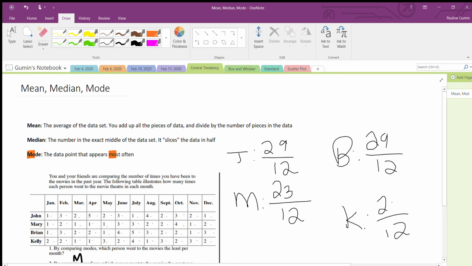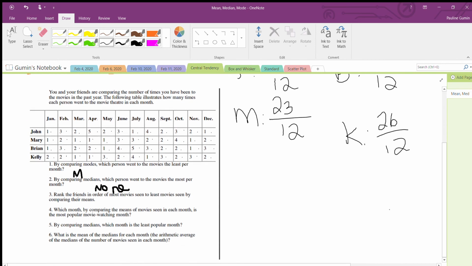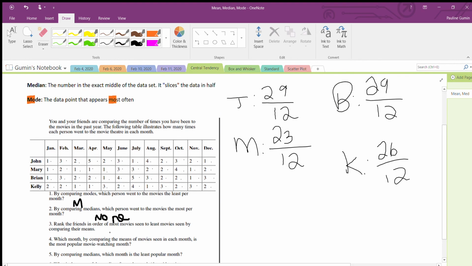All right, well, John and Brian both saw the same amount of movies all year. I'm not dividing it because I don't really need to. They're all over 12. Let's order them. Least to greatest. Mary, Kelly, and then John and Brian.